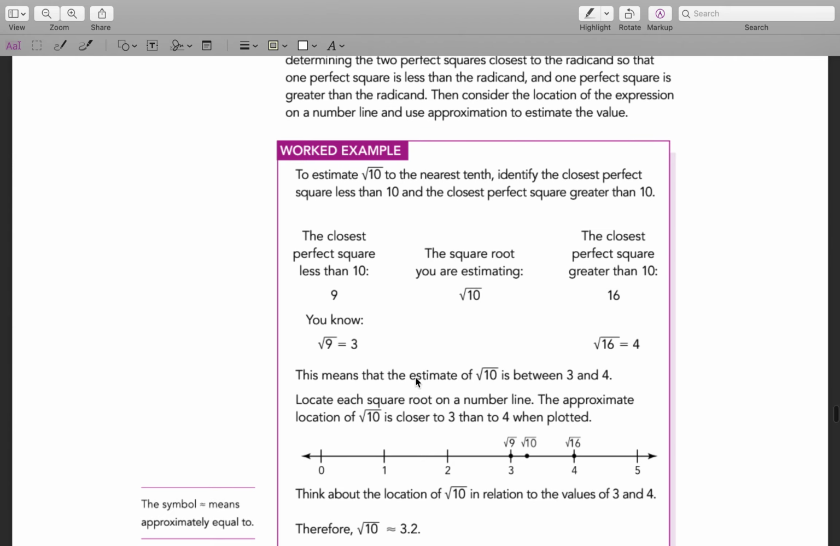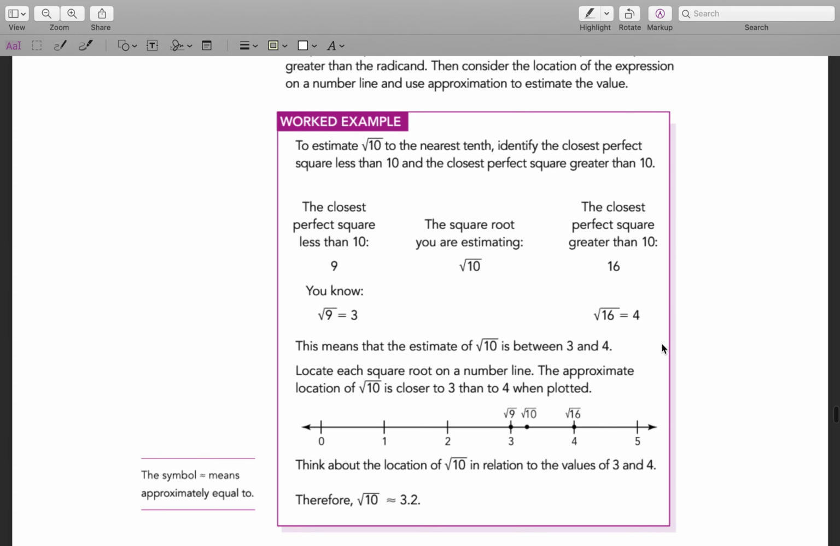So this means that the estimate of radical 10 is between 3 and 4 because we know that radical 9 is equal to 3 and radical 16 is equal to 4. We won't know exactly what the number is, but we just know that it's in between 3 and 4. And when we locate it on a number line, let's say this is 3 and 4, we know that this radical 10 is in between these.